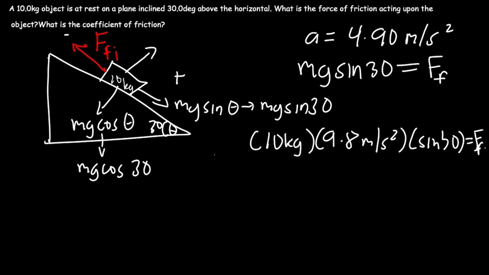So we can solve. So 10 kilograms times 9.8 times sine 30. This is equals to 49 Newton. Since again, force nga siya, no? Yung friction natin is a type of force. So, Newton ang SI unit na gagamitin natin. Now, na-solve natin yung first question, no?